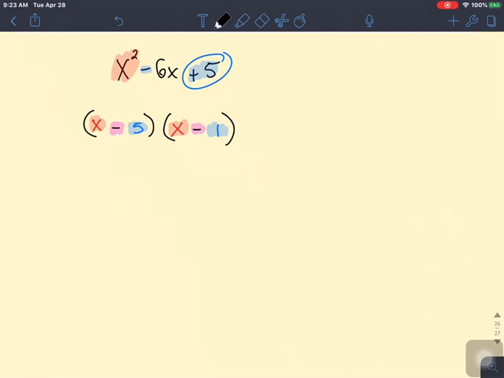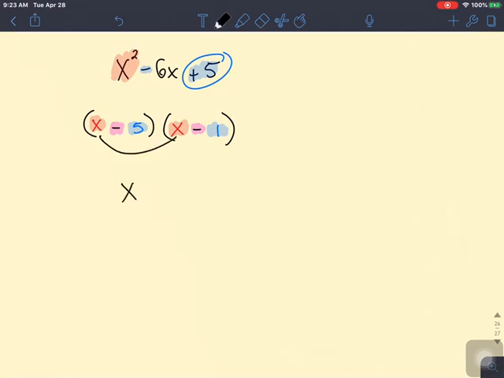It's got to be negative. Why does it have to be negative? Well, if you take a look here, negative 5 times negative 1 gives you positive 5. Okay, so that's pretty simple. But what do you have to get a negative 6x in the middle? Well, you're going to have to add negative 5x plus negative x, or at least you're going to have negative 5x minus x. And that's what you get when you multiply this out.